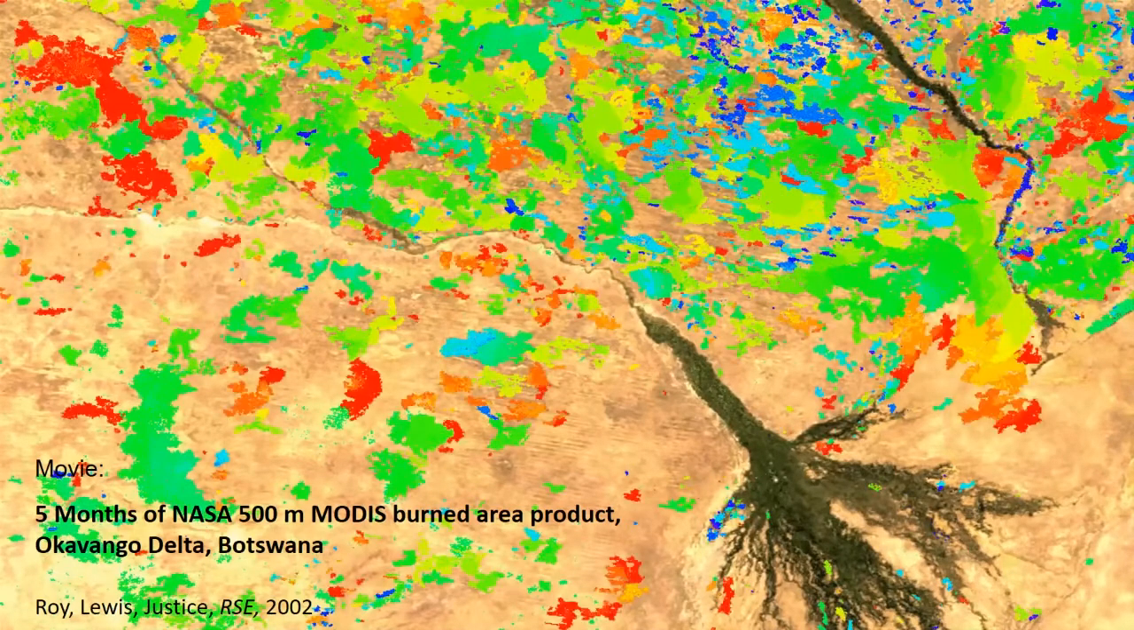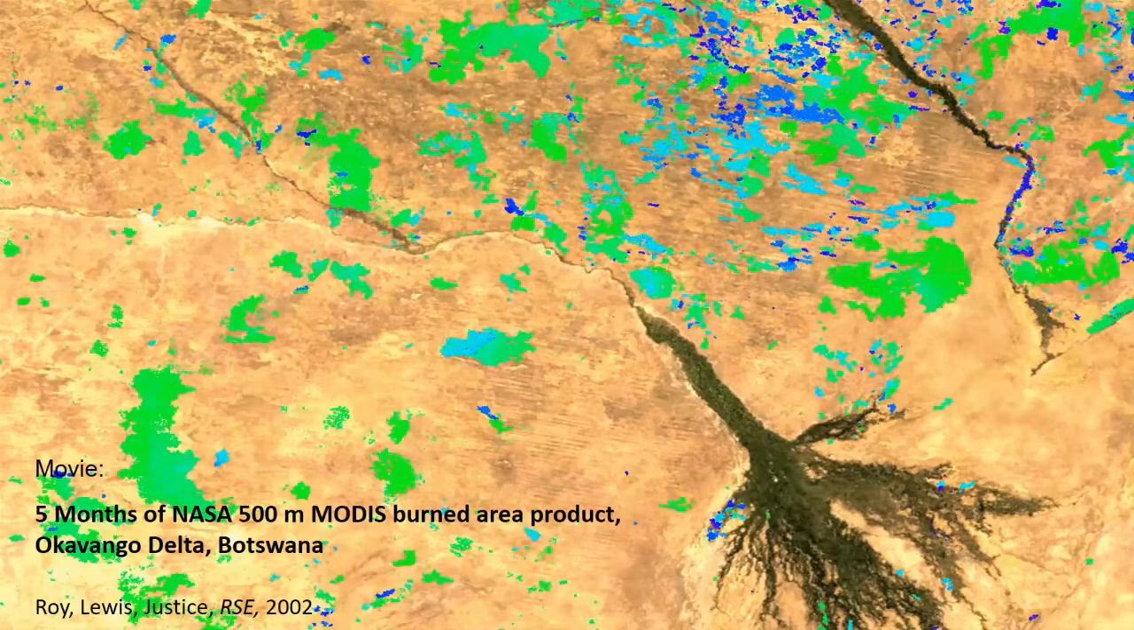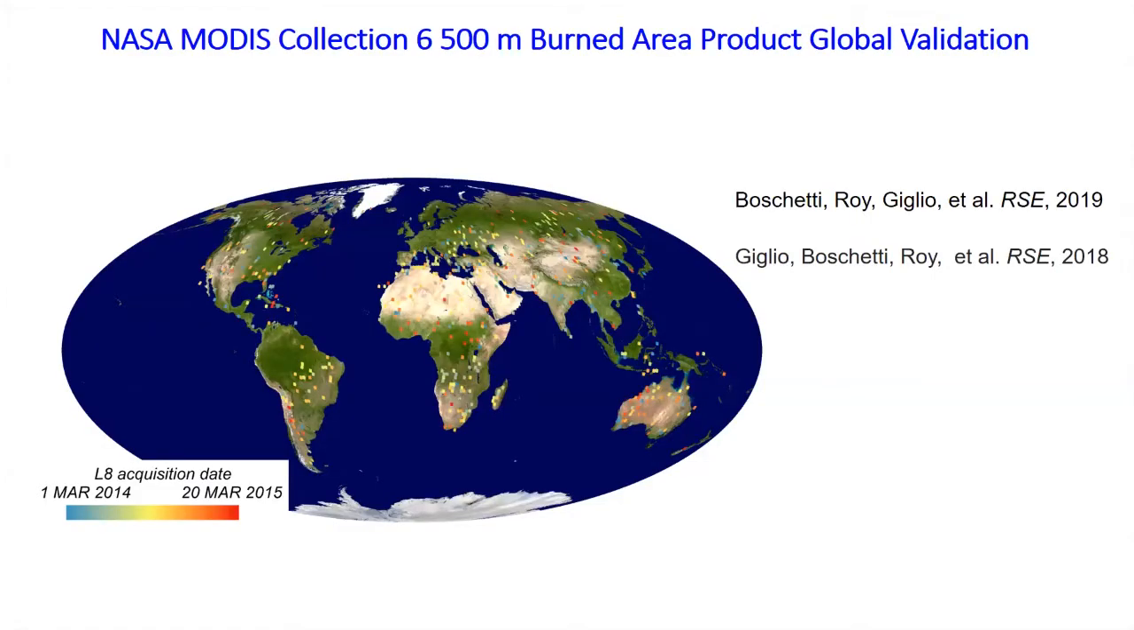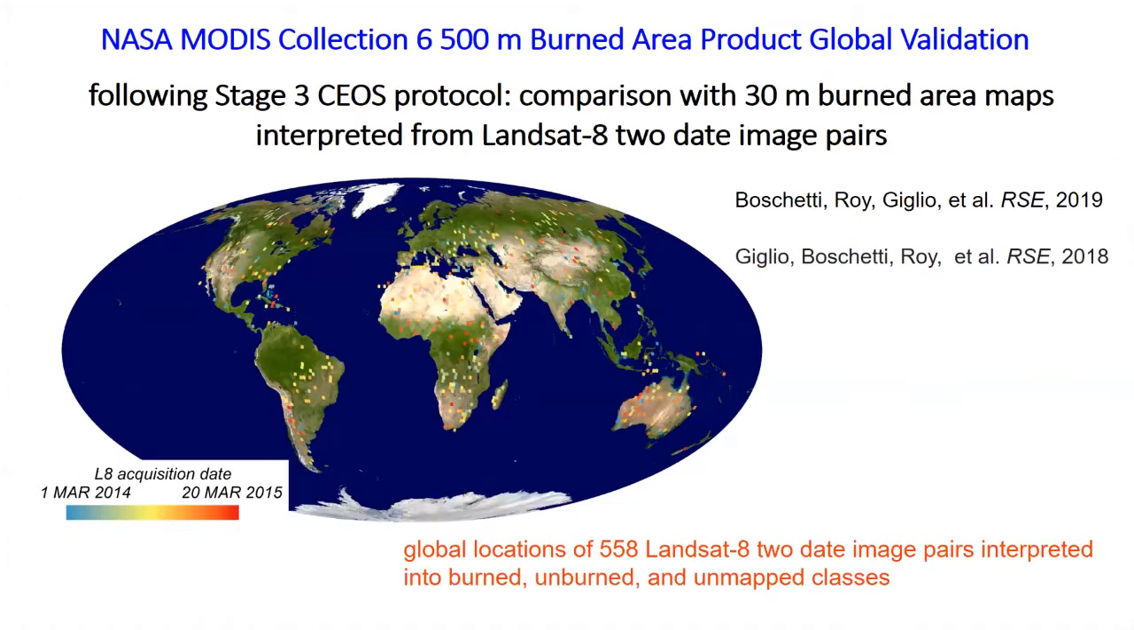In Botswana, that big green hand is the Okavango Delta, which is the largest inland water delta in the world. It took us about 20 years to validate that product to what's called stage 3, which is under statistical sampling. The way we did that is we got 558 Landsat 8 2-date image pairs, that is, Landsat 8 images 16 days apart. The square blobs show you those images.